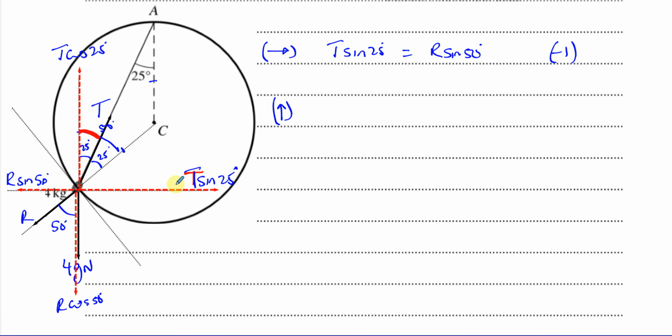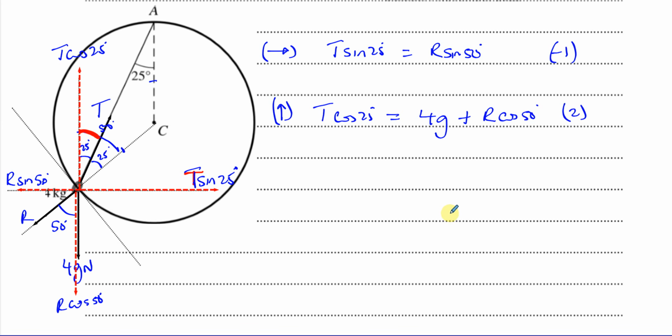So if we resolve the forces vertically, the upward forces will be T times cosine 25 and the downward forces will be 4g newtons, which is the weight that's already vertically down, and the vertical component of R, which is plus R times cosine of 50. So that's equation 2. So these two equations now, I have to solve them simultaneously, and that's what normally happens when you have two forces and two unknowns, and resolving horizontally and vertically, we end up with two equations, and we then use simultaneous equations.